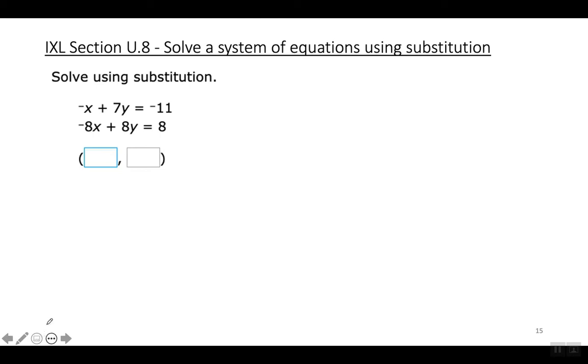So again, there's more than one way to do it. Let's look at the top equation. All right, on the top equation, let's say you want to solve for x in the top equation, okay?